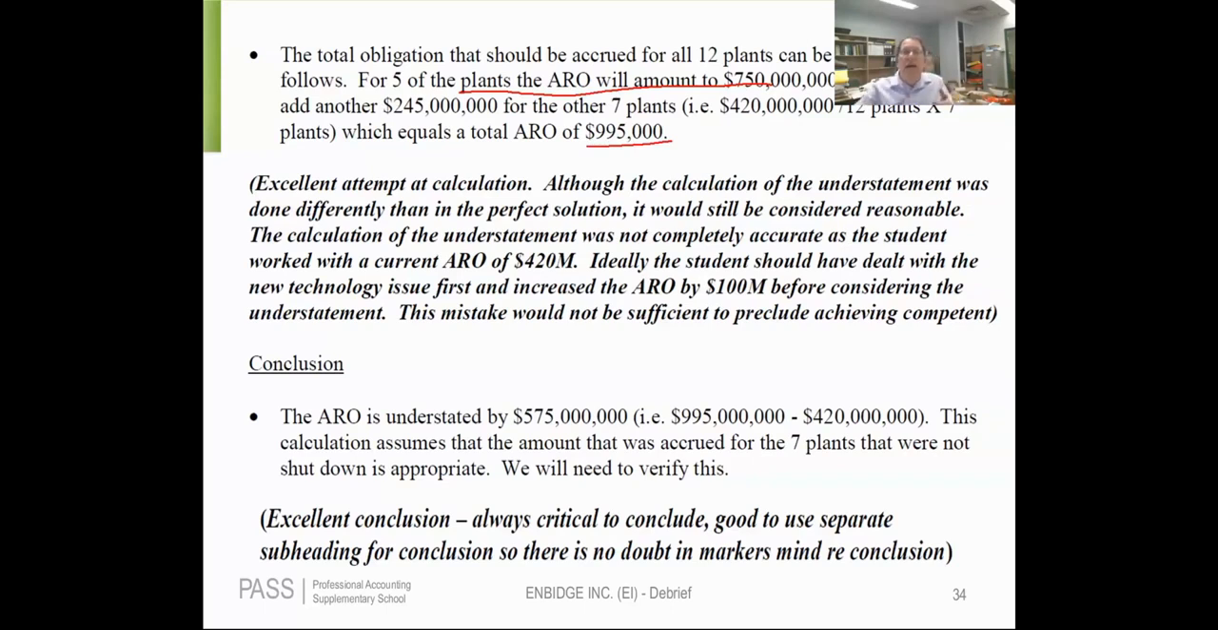Because who says I shouldn't only accrue? People, I shouldn't only accrue for the plants I'm decommissioning. I got to accrue for everything. Eventually I'm going to decommission everything.